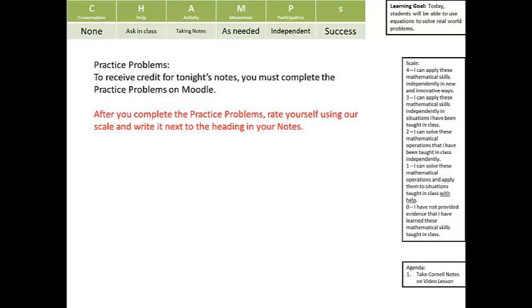Alright, so we are ready to do our practice problems. Go ahead and log on to Moodle, do the practice problems for tonight, and then make sure that you rate yourself on the scale and write that up next to your heading in your notes.